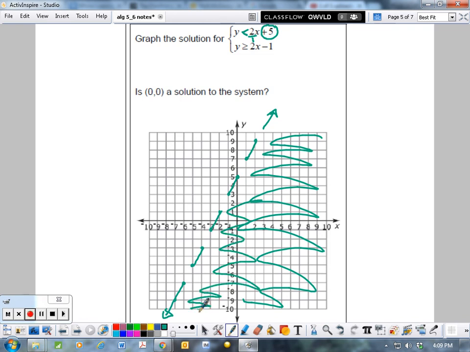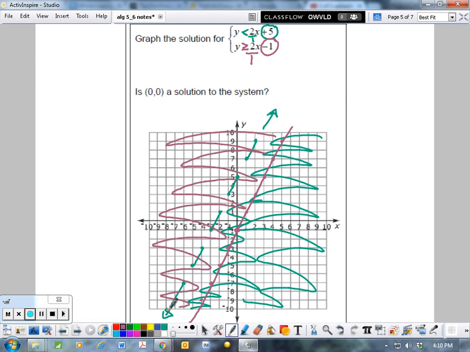Now I'm going to go ahead and grab another color. I'm going to start at negative 1 on the y, and then I'm going to go up 2 over 1. Down 2 over 1. Now this is a greater than or equal to. Greater than means I shade above, and or equal to means a solid line. So I draw my solid line, and I want everything shaded above the line.